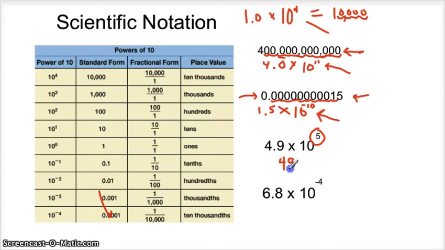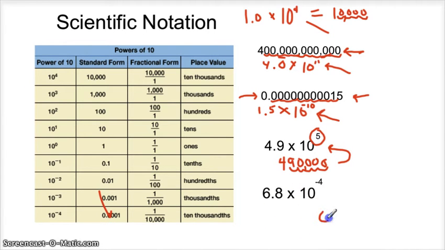So we move 5 spaces. There is 1, and I believe if I put 4 zeros after it, I may have it right. Let's see. I'll put the 4 zeros. So we've got 1, 2, 3, 4, 5. That's exactly right. So that looks like it would be 490,000. So 490,000 written in scientific notation would be 4.9 times 10 to the 5th. Okay, what about this one?